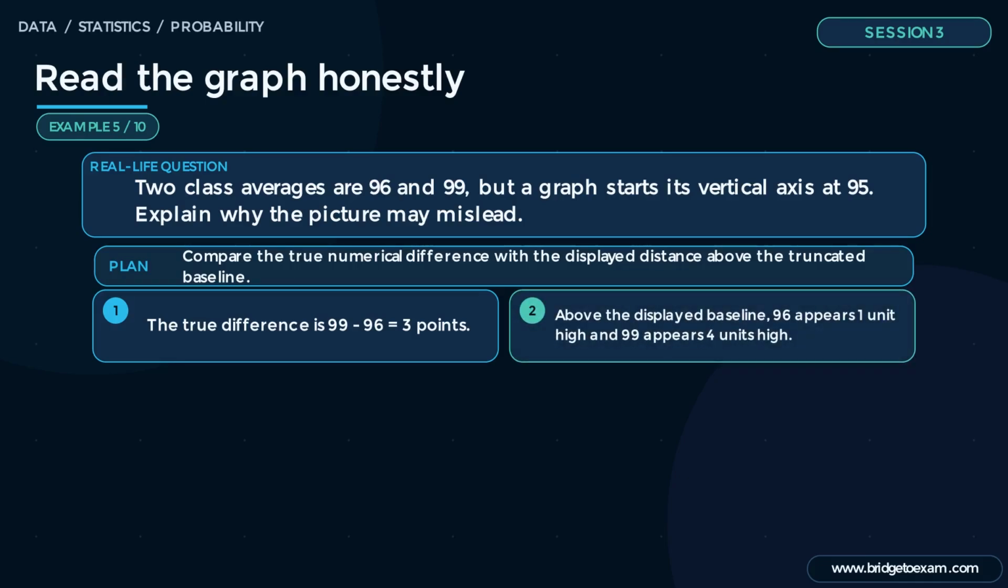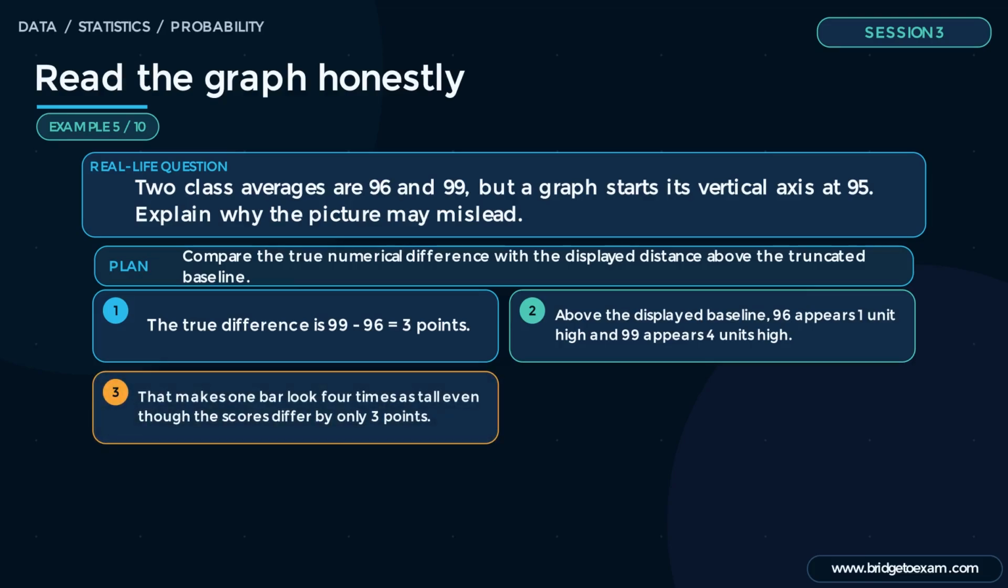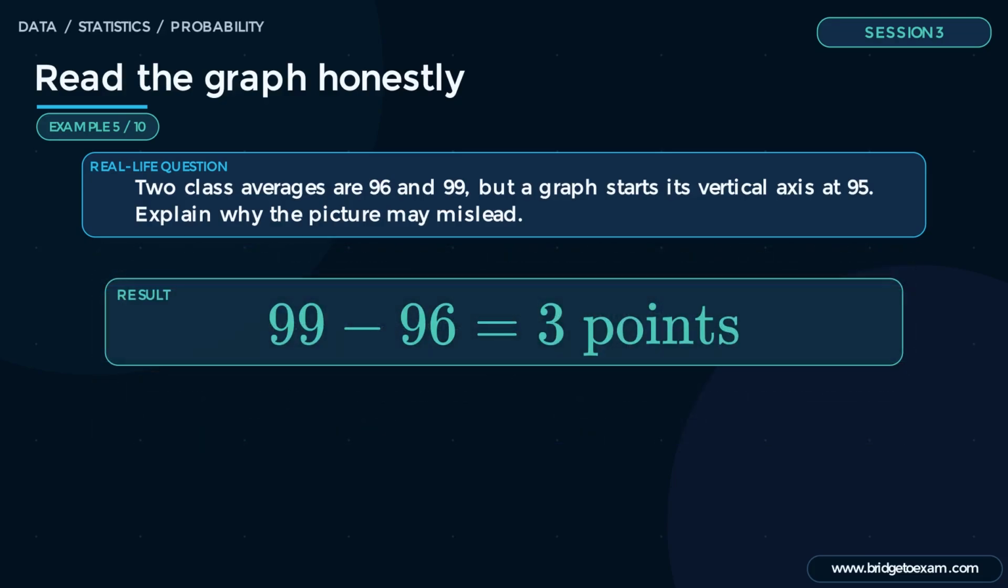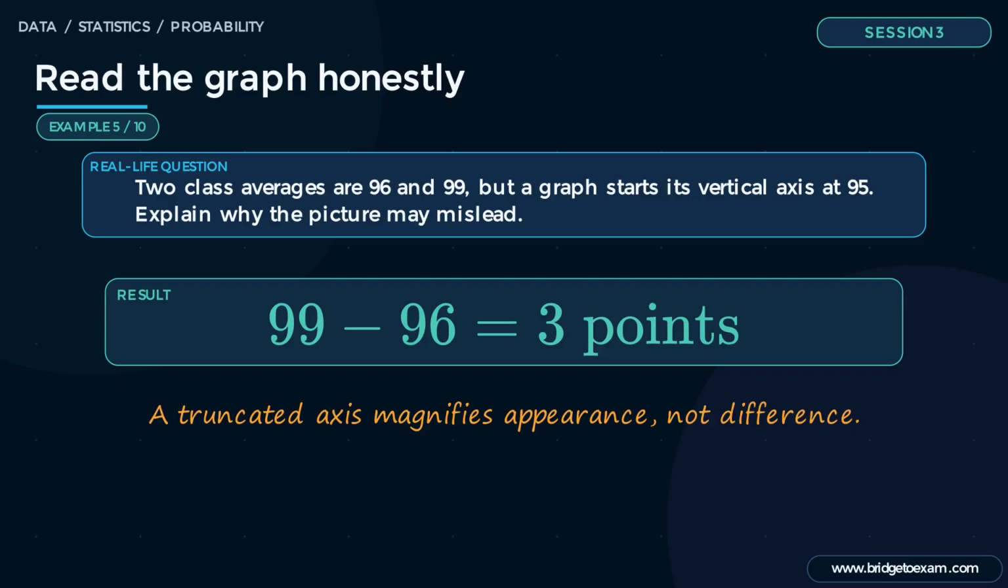Step 3. That makes one bar look 4 times as tall even though the scores differ by only 3 points. Step 4. The graph exaggerates the visual effect by truncating the axis. Quick check. Report the actual 3-point difference before discussing the visual impression. This matters in real life because news and advertising graphics sometimes use truncated axes to make small changes look dramatic.